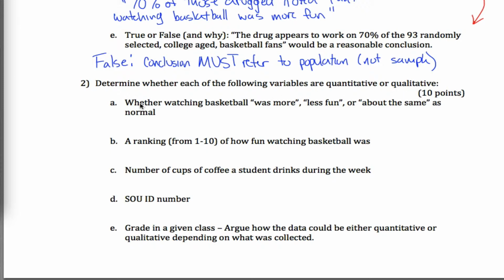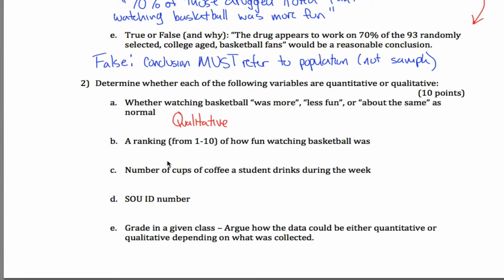So the first one, determine whether each of the following variables is quantitative or qualitative. Whether watching basketball was more fun, less fun, or about the same as normal. So you're running an experiment like the one I have up here, and each of your data points tells you one of these three things. More fun, less fun, about the same. That is qualitative. These are not numbers. These are categories. They're qualities. So this data is not quantitative. It's qualitative. Not numerical.